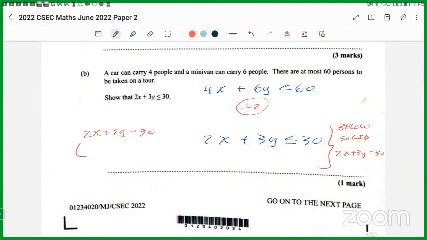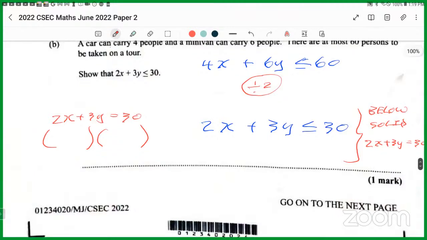So to get that line, I'm going to plot 2 points again, quick and fast. For one of them we give an x value of 0, for the other we give a y value of 0. For the one where x is 0, this term is going to be gone. You're going to be left with 3y equals 30. If 3y equals 30, then y equals 10. So 0, 10.